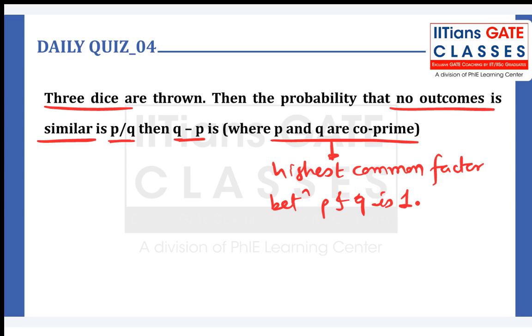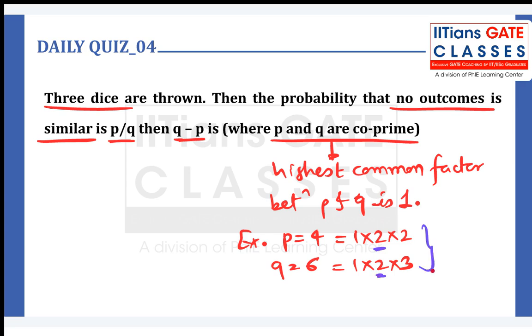Okay, for example, let's take P as 4 and Q as 6. So I can write this as 1 into 2 into 2, and this as 1 into 2 into 3. But here you can see that there is a common factor of 2. So therefore, in this case P and Q are not co-prime. Okay, this is the basic definition. We'll solve the question next.